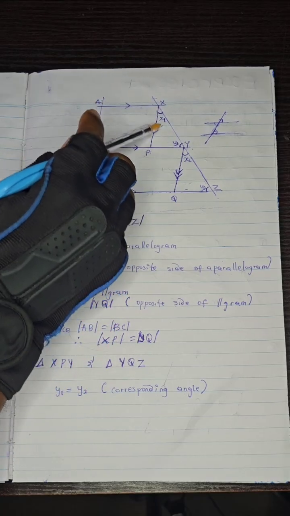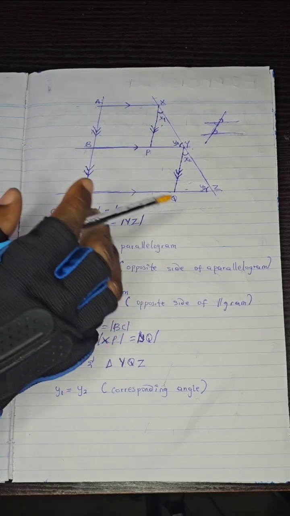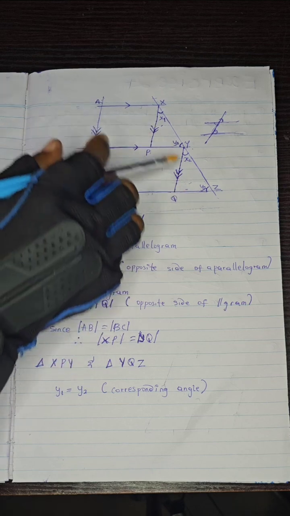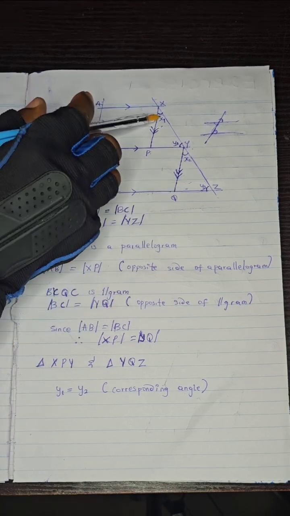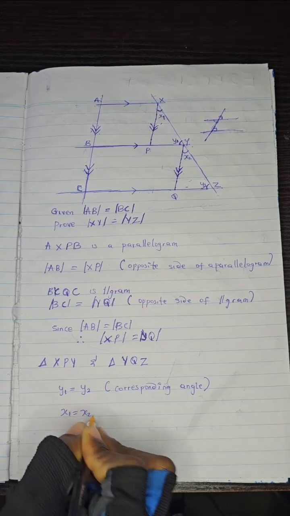Since these are two parallel lines, and it occurs for two parallel lines or more, these two parallel lines and this line transverse, so X1 and X2 are corresponding to each other. So you can say X1 equals X2.